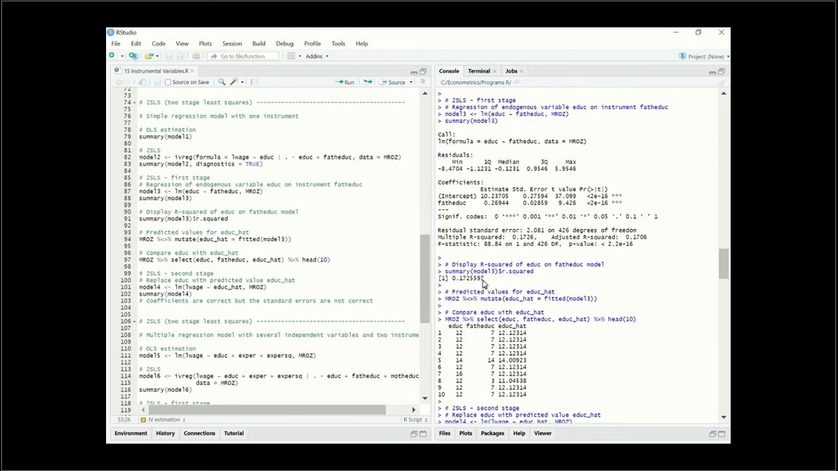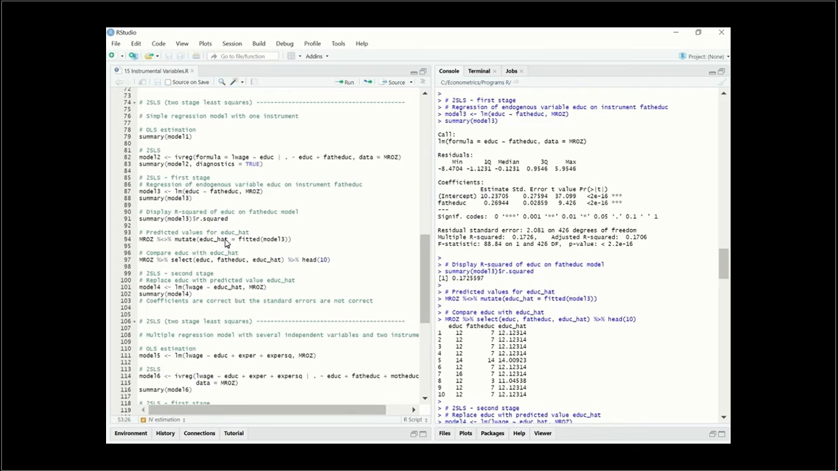So now we need to get the predicted values, education hat. We would be picking up the fitted values from this model 3. So the fitted values from this model, that would be education hat.